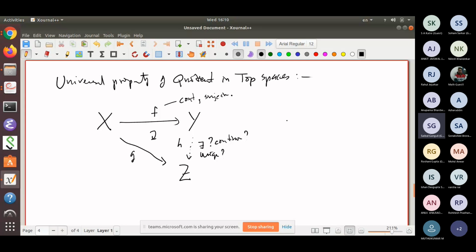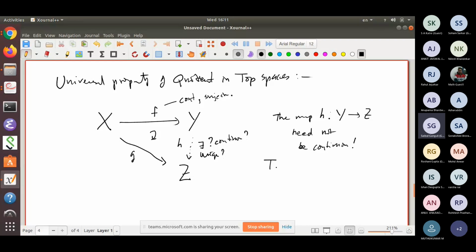This property is not already valid. What will make it valid? If you put a quotient topology on Y, or if you say that Y is defined keeping that this universal property holds. That will force the quotient property. Yes, this is unique. Yes. So the map H from Y to Z need not be continuous. Okay. But to ensure that, yeah.